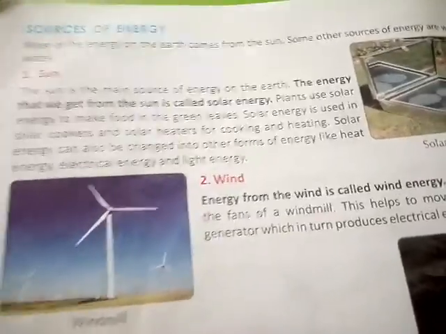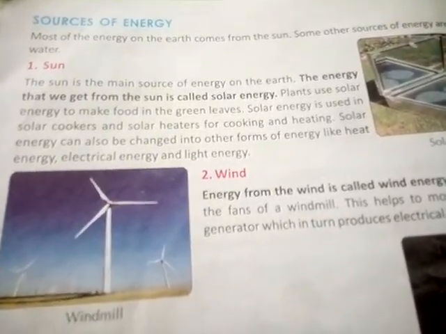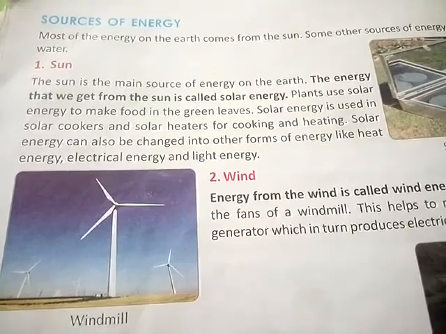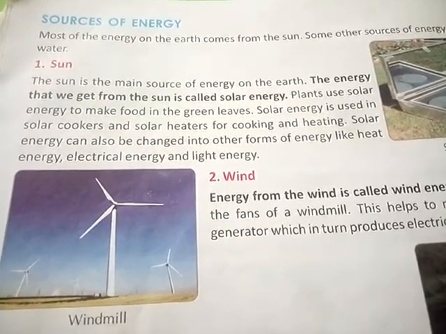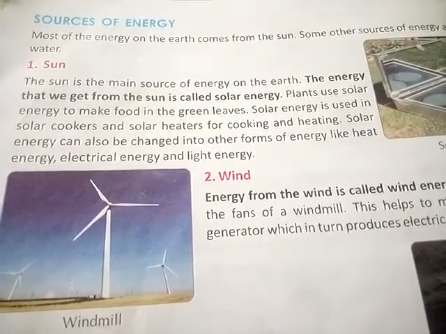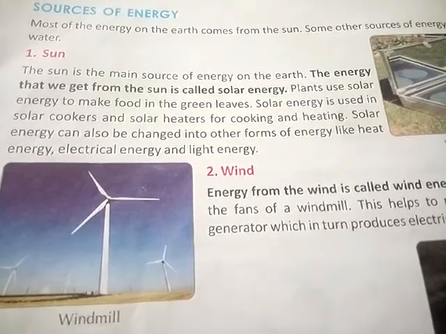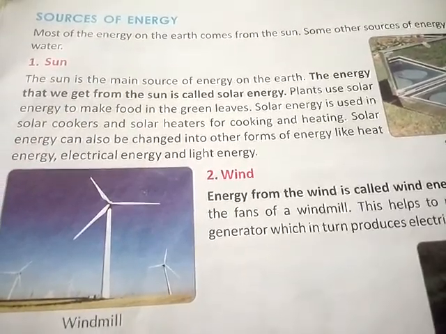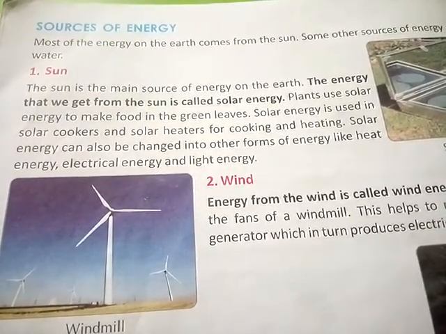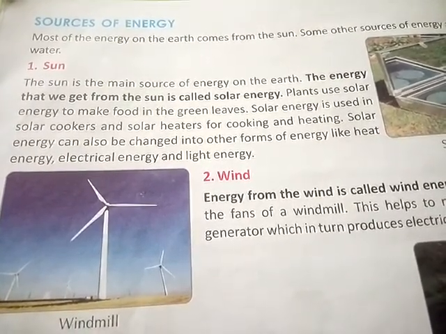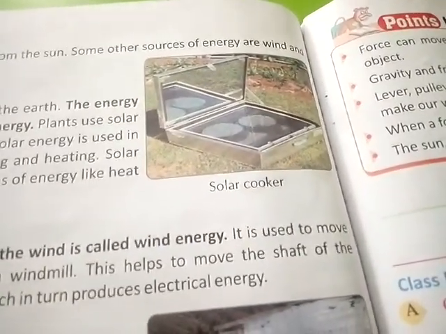First number, sun. The sun is the main source of energy on the earth. The energy that we get from the sun is called solar energy. Plants use solar energy to make food in the green leaves. Solar energy is used in solar cookers and solar heaters for cooking and heating. Solar energy can also be changed into other forms of energy like heat energy, electrical energy and light energy. Dear students, it's a picture of solar cooker.